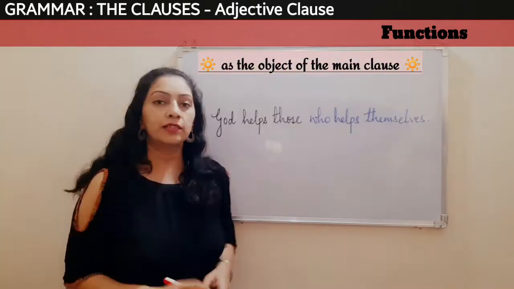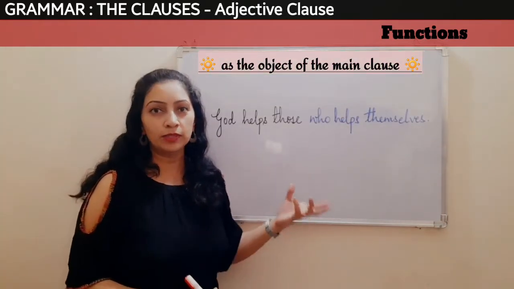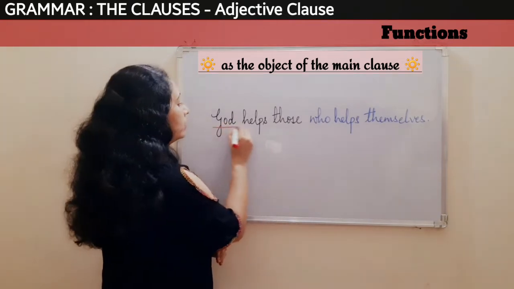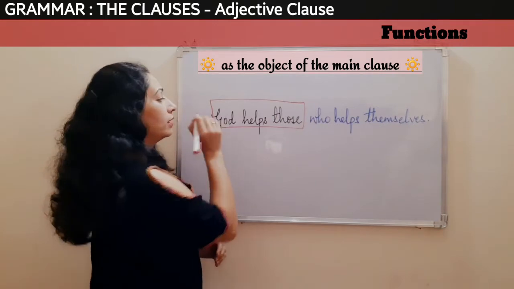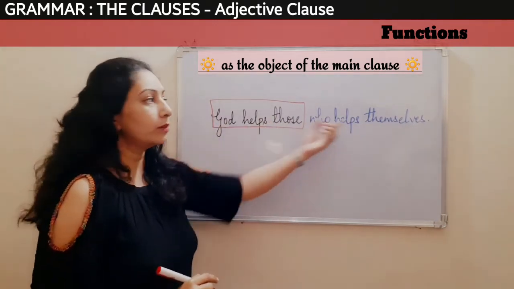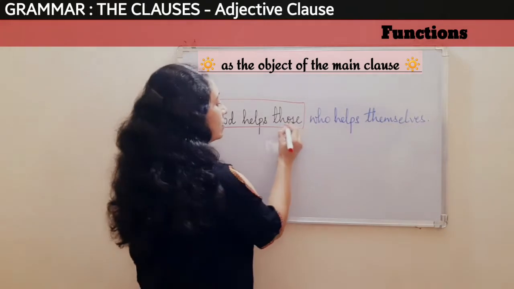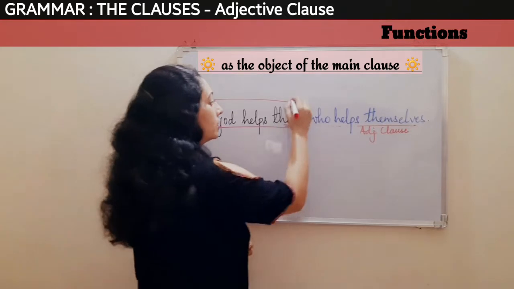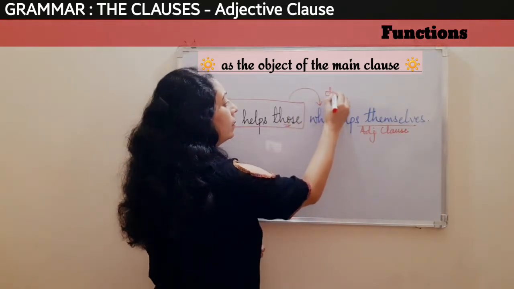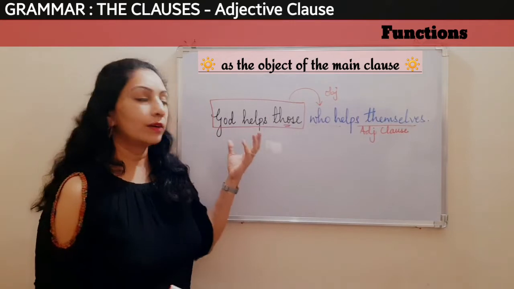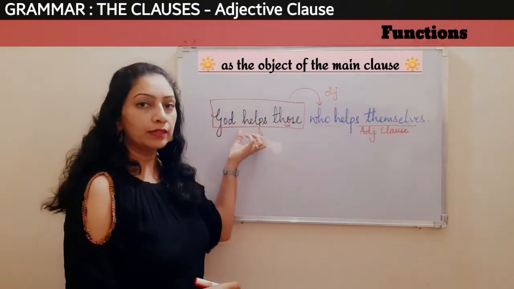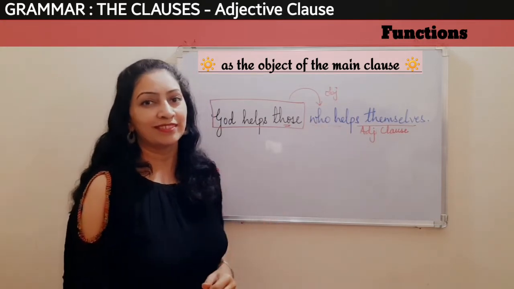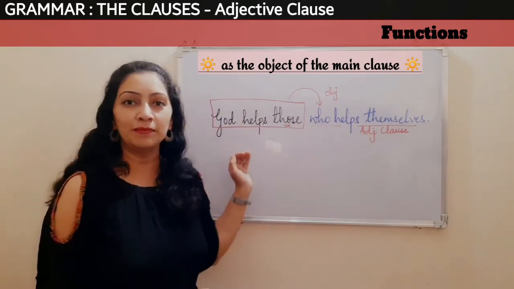So here the adjective clause acts like a subject to the principal or main clause. Now take another example where the adjective clause acts like an object. In this case, "God helps those." Now this is already a main clause. But here, what's the pronoun just before the adjective clause? It is those. The adjective clause is qualifying the pronoun those. But here it is acting like an object, because the word help is passing on its action to whom? To those who help themselves. So here it is an object to the main clause.